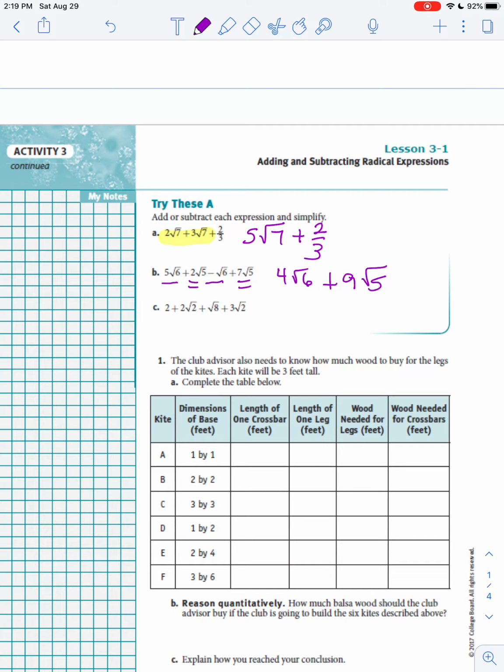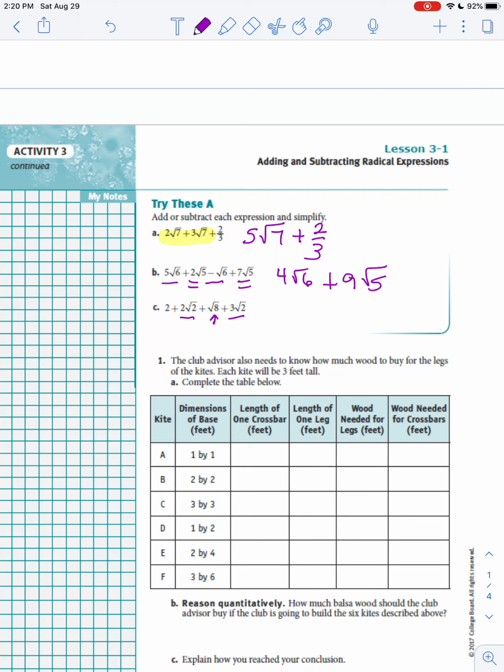Now, for part C, I see a 2 root 2, a root 8, and a 3 root 2. There's kind of a lot going on here. Well, I do notice the 2 root 2 and the 3 root 2. Those can definitely go together. But what I really want to focus on this one is that root 8, because the root 8 is not in simplest form. Sometimes you have to break things down first. So I would like to do that before I add everything together.